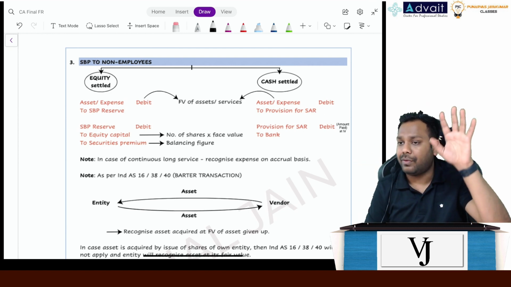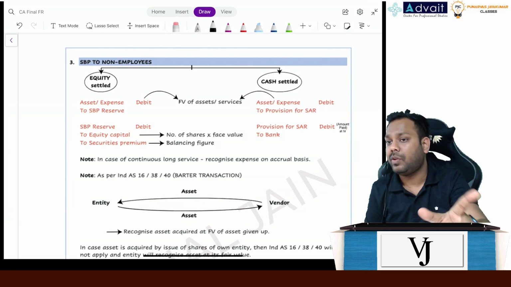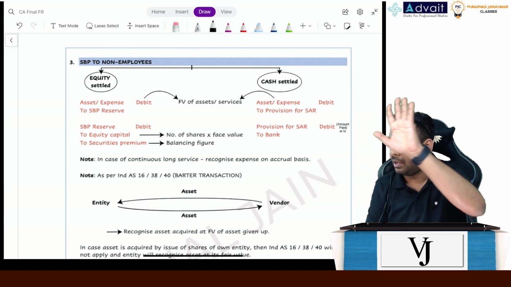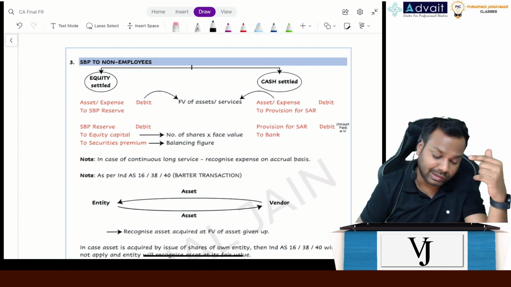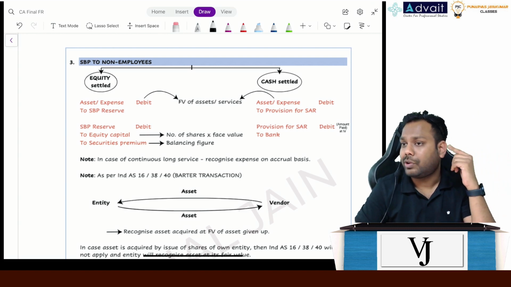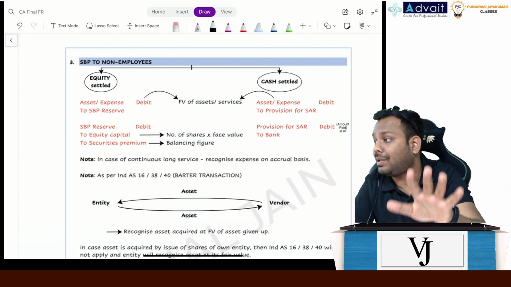Now, any differential remaining in the SBP reserve will be transferred to retained earnings. Okay, I hope it is clear, everyone. Then we discussed settlement alternatives. So for settlement alternative, treat it as a compound financial instrument.